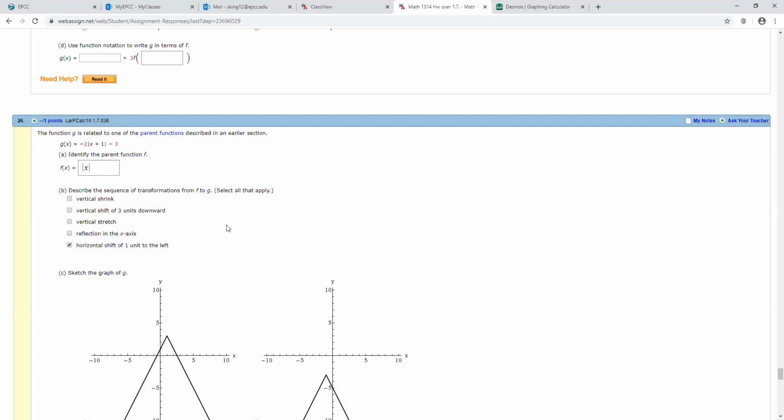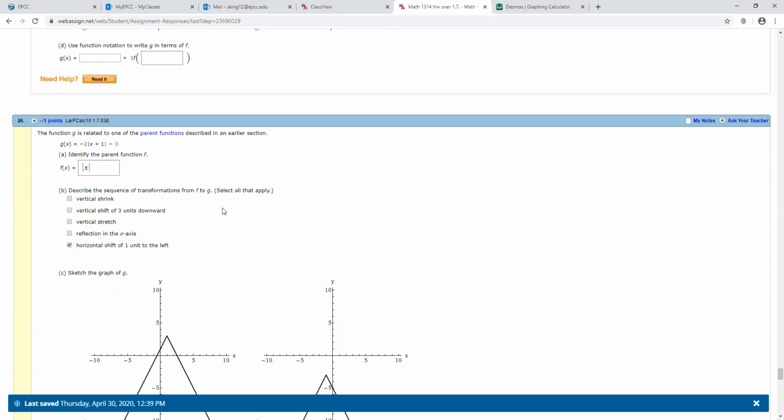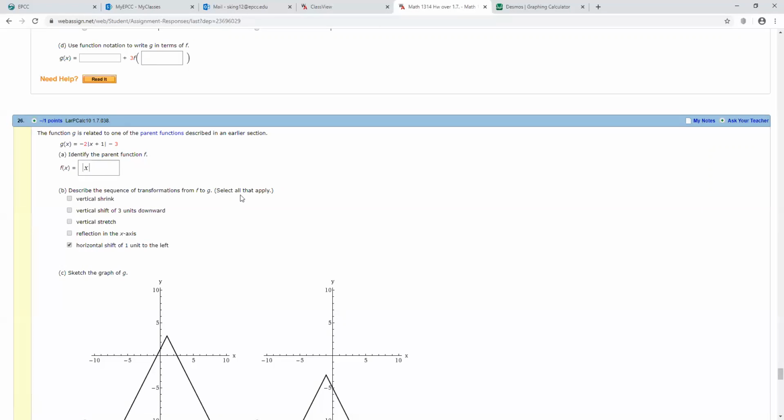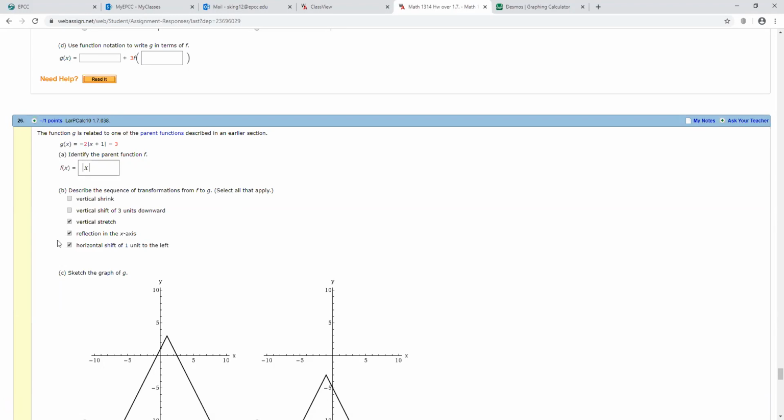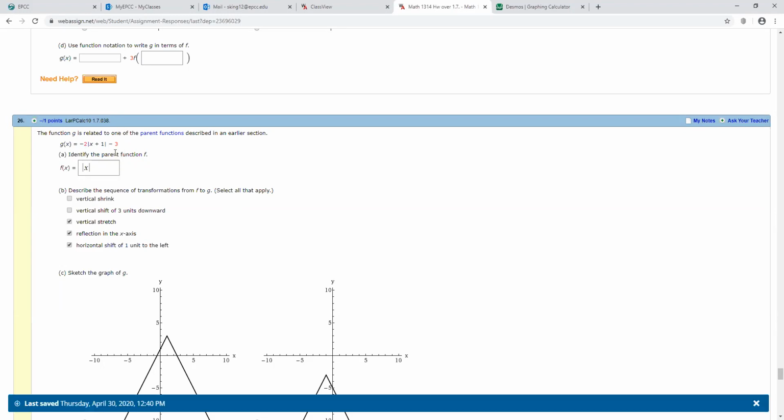And then what's the next thing? Well, you have two choices. What was one of the next things? The multiplication of 2. And what's that called? A vertical stretch. Good. And then the multiplication of the -1, which is the reflection over the x-axis. Great. And the -3, which is a vertical shift 3 units down. Great.